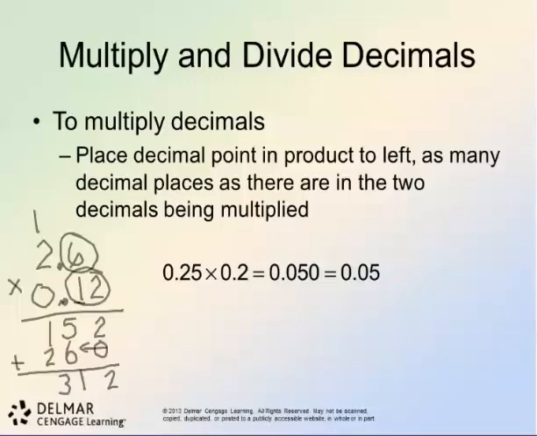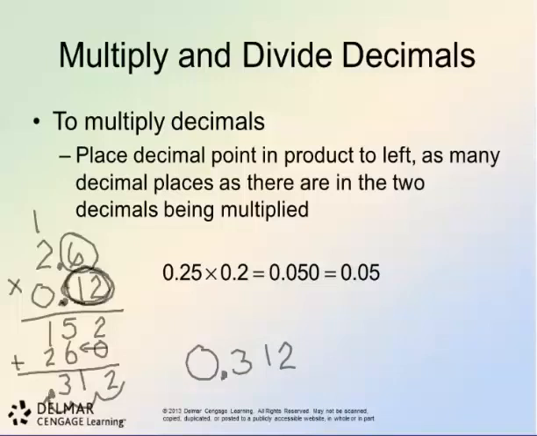We add the total number of decimal places, and we have 3. So from the right, we come in 1, 2, 3 places and put the decimal point right there. We always have to put that leading 0, though, so it'd be 0.312. That kind of makes sense if you're halfway decent with numbers.